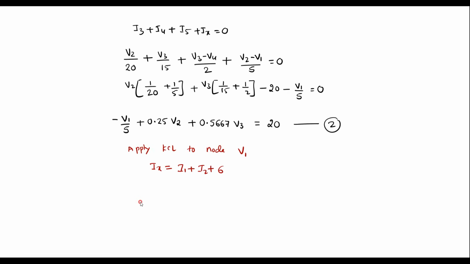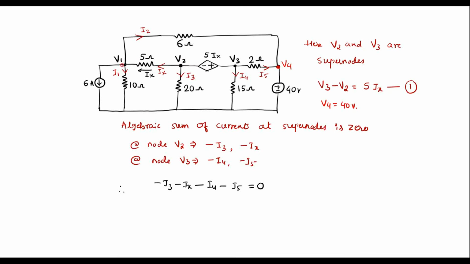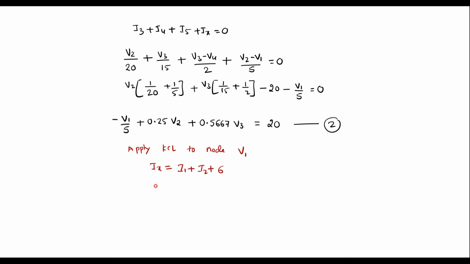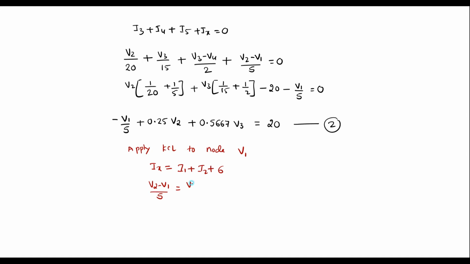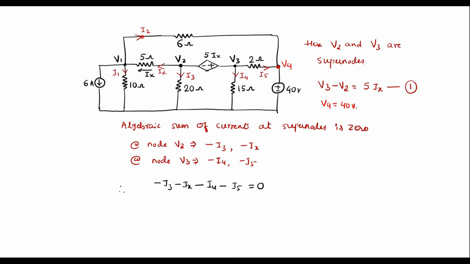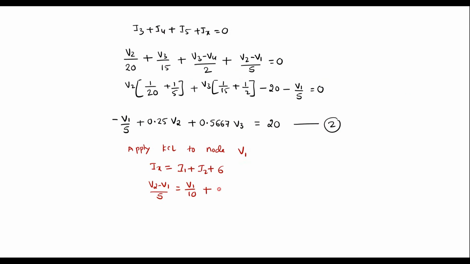Further, I can represent Ix as V2 minus V1 divided by 5. So Ix, V2 minus V1 divided by 5, is equal to I1, which is V1 by 10, plus I2, the current flowing from V1 towards V4. I can write it as V1 minus V4 divided by 6, and here we have plus 6. Let me simplify this further.